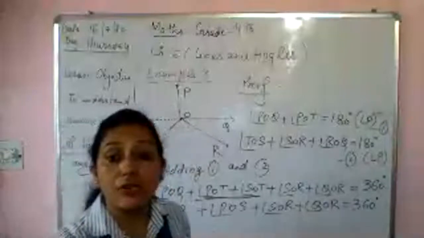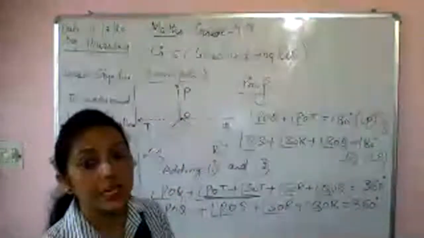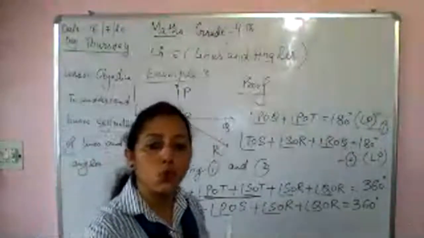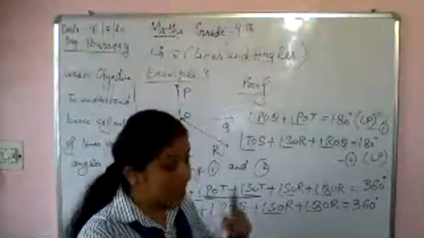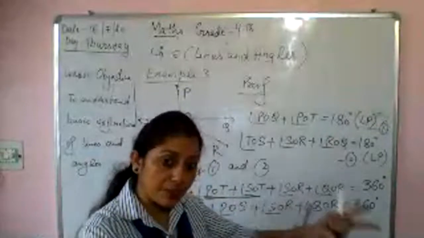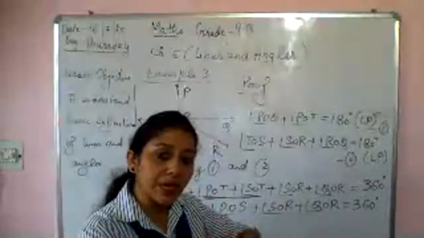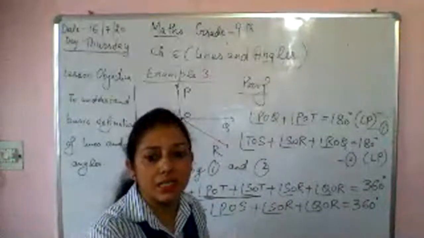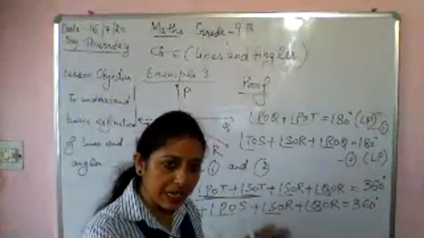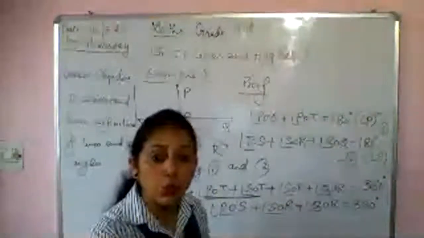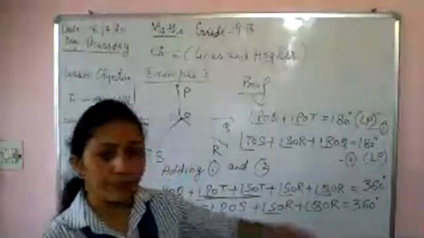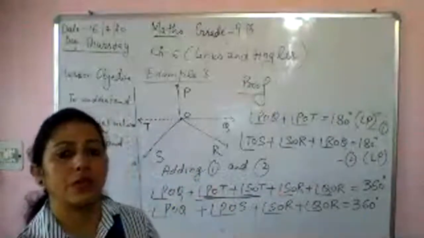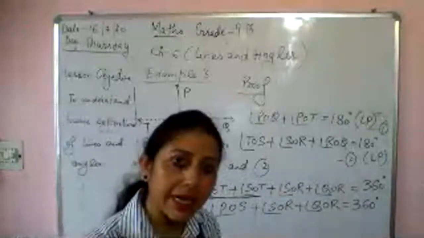Next we have discussed the linear pair. So what is a linear pair? The sum of angles is equal to 180. So what is the difference between supplementary angles and linear pair? In supplementary angles we are saying the sum of two angles is 180, but in a linear pair it can be more than two angles also. But they must lie on the straight line and their sum is equal to 180 degree.